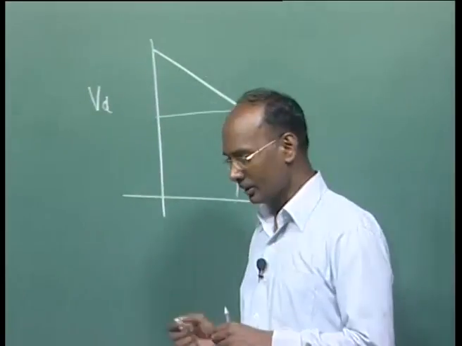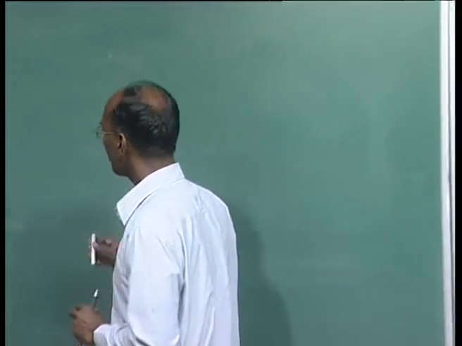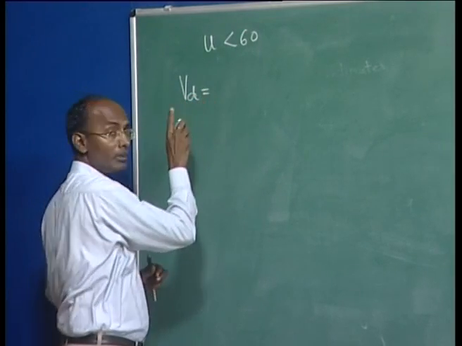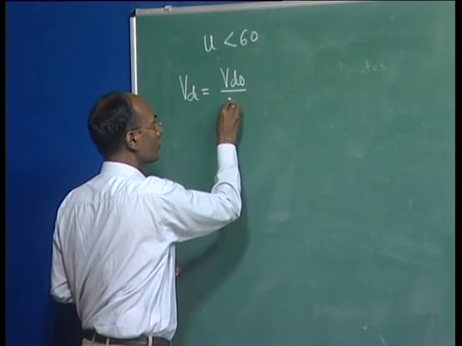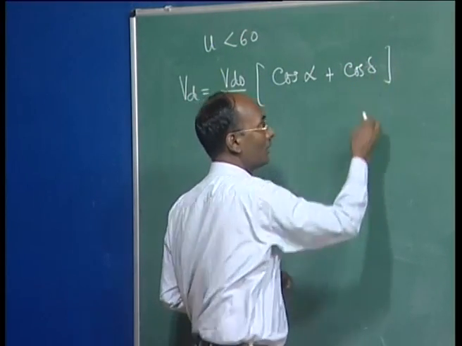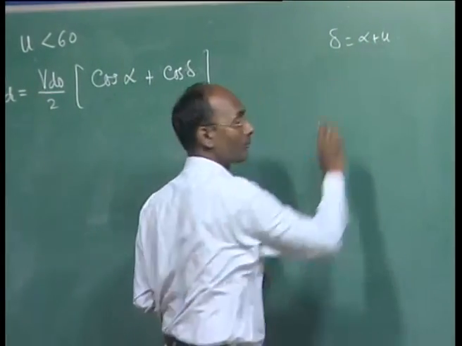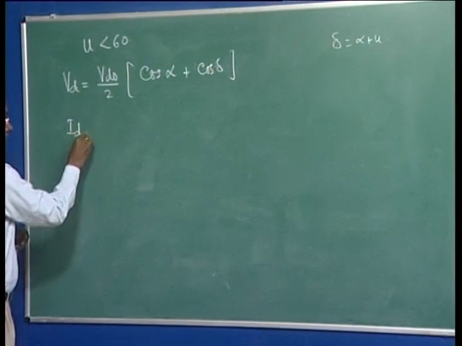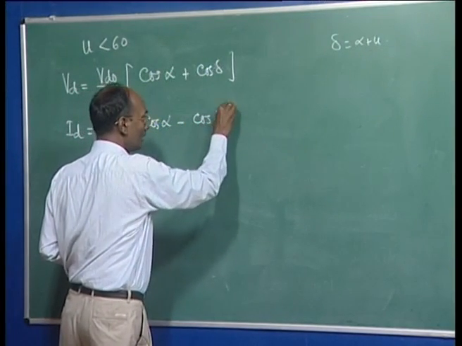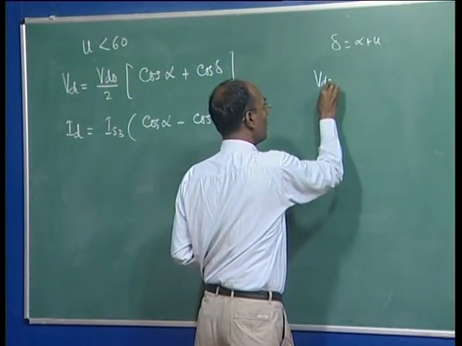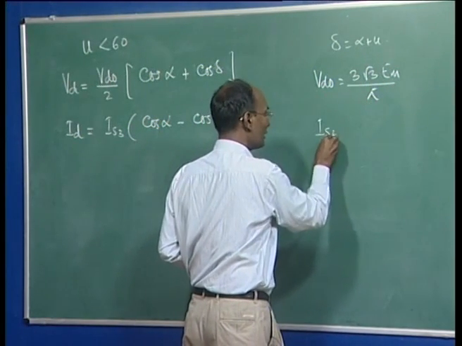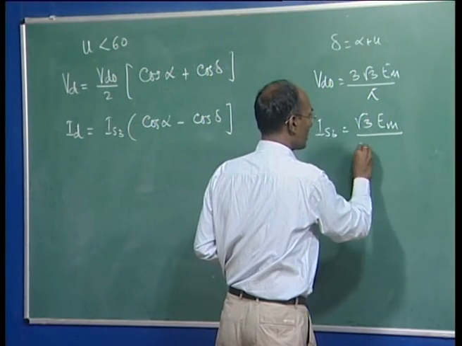Now, you can see we have various variables in our derived equations. If you remember, we derived the equation for when u is less than 60 degree, which we will be using again in this lecture. Here VD is VDO by 2 times cos alpha plus cos delta, where delta is nothing but alpha plus u. We also derived our current: it was IS3 times cos alpha minus cos delta. Here VDO is nothing but 3 under root 3 EM divided by pi, and IS3 is nothing but EM divided by 2 omega L.